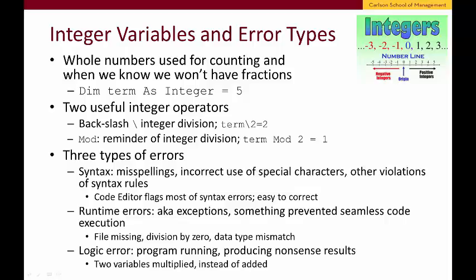Before we move on, it is important to point out the three types of errors you are likely to encounter when creating computer programs. 1. Syntax errors, most often generated by various types of misspellings or other violations of language syntax. Most of those are caught by the code editor before you even attempt to run the program. 2. Runtime errors, aka exceptions, when something interrupted code execution, such as dividing by 0. These are also caught by the VB IDE and will be well documented in the error list window.